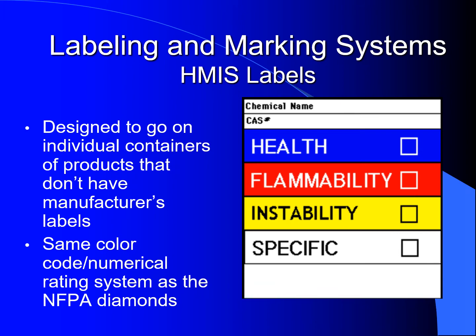Labeling and marking systems, the HMIS labels. These labels are designed to go on individual containers of products that don't have manufacturer labels. They're the same color code, numerical rating system as the NFPA diamonds.